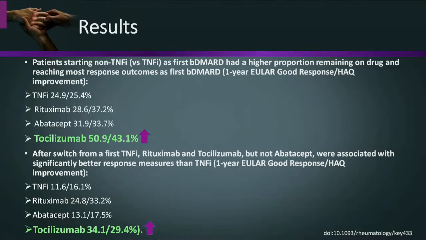And they showed here clearly that if you want to choose the second agent, probably tocilizumab is the most likely to achieve the endpoints, the EULAR good response and HAQ. And this is very clearly demonstrated in this study. Rituximab is also better than abatacept. So abatacept is almost similar to the second anti-TNF when you switch your patient after failure of the first anti-TNF.